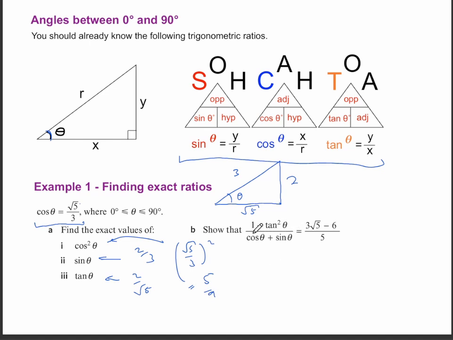Then we want to show that 1 minus tan square theta over cos theta plus sine theta equals this thing right here. So we can do that. 1 minus tan square theta, so 2 over root 5 squared, which is just 4 over 5, over cos theta, which is root 5 over 3, plus sine theta, which is 2 over 3.